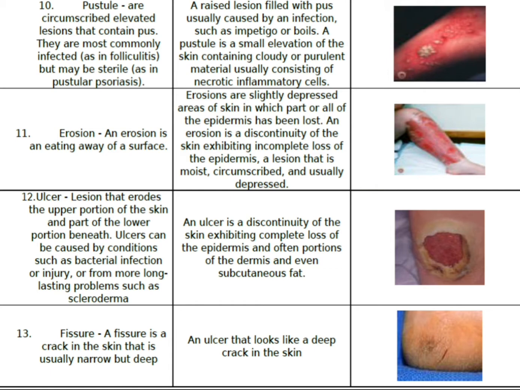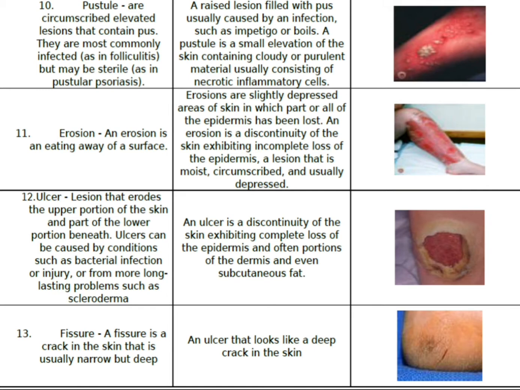11. Erosion. An erosion is an eating away of a surface. Erosions are slightly depressed areas of skin in which part or all of the epidermis has been lost. An erosion is a discontinuity of the skin exhibiting incomplete loss of the epidermis, a lesion that is moist, circumscribed, and usually depressed.